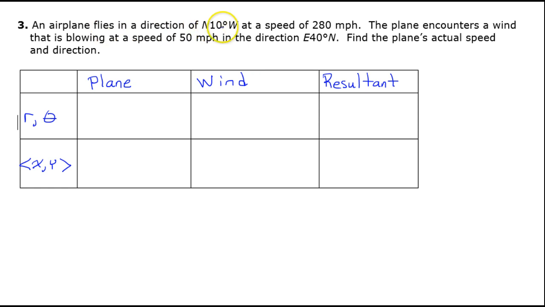A plane flies in this direction at a speed of 280 miles per hour. So guess what? The 280 miles per hour, that's the magnitude. The wind is blowing at a speed of 50 miles per hour. That's the magnitude. Okay, now we need to record the direction of each of these vectors. So the plane flies in a direction north 10 degrees west. Let's convert that to an angle measured from the positive x-axis.